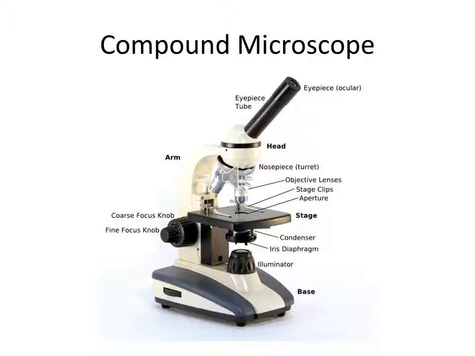On the sides we have the coarse focus knob, which is used at lower magnification, and then the fine focus knob, which is used at the highest magnification, or if you're at low mag and you need just a small bit of movement to get the sample crisp. And finally, the last piece to mention is the arm. The arm is what's used to carry it along with the base. So one hand on the arm and one hand on the base whenever you're carrying a microscope.